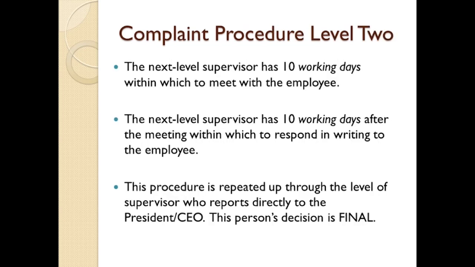Now we're at level 2 of the complaint procedure. The next level supervisor has 10 working days after receipt of the complaint and the supervisor response to meet with the employee to discuss the complaint. The next level supervisor then has 10 working days from the date of the meeting with the complainant to respond to the employee in writing, with a copy going to the lower level supervisors who have considered the complaint. Once again, the employee will have 10 working days to decide whether the complaint has been satisfactorily resolved.